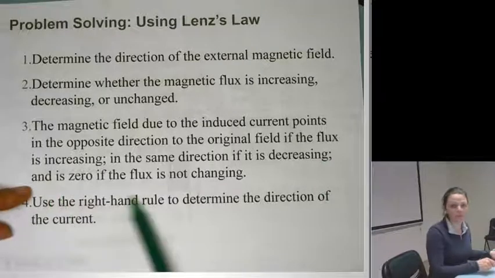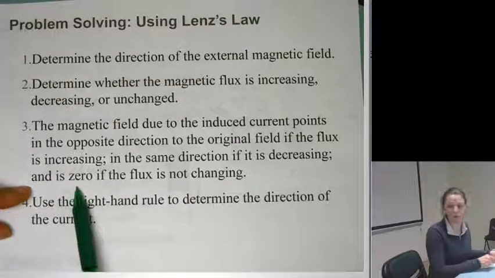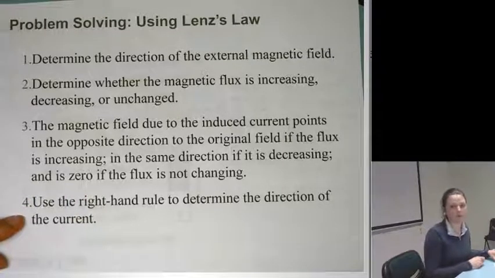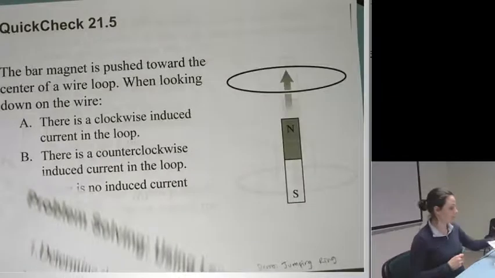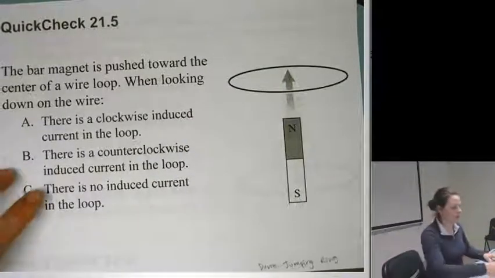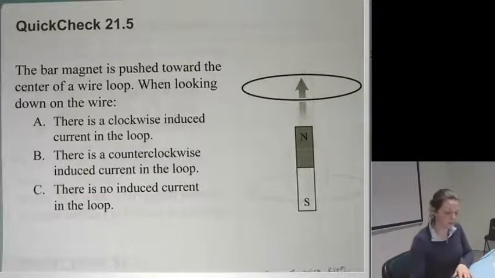And we missed this one before, but if the flux is not changing, then there is no induction, so it will be 0 if it's not changing. And then we use the right-hand rule to determine the direction of the current. All right, let's see if you got it. Try to do this question. Give it a pause and work through it. Follow those same steps, and then we'll come back and work on it together.